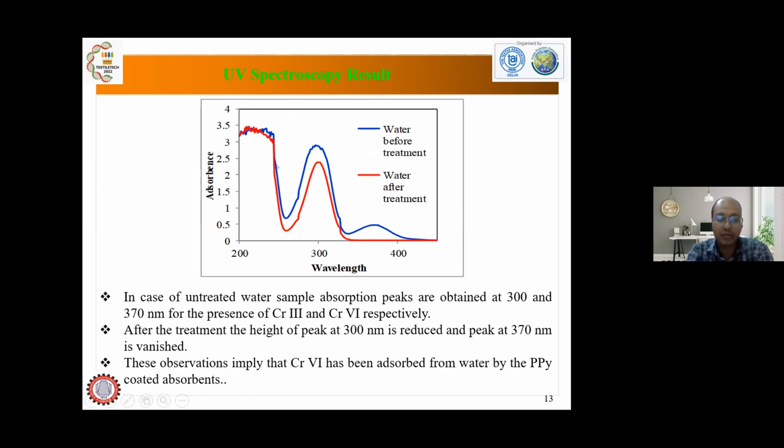A UV visible spectrometer can be used to analyze the color of the solution, because when you dissolve some chromium salt in water, the color of the solution will be pink. Here, the blue line is the water before treatment, and the red line is the water after treatment. In the blue line, you can see there are two peaks, one around 300 nanometer and another around 370 nanometer. These two peaks are attributed to the presence of chromium 3 and chromium 6 ions respectively. After the treatment, in the red curve, you can see the peak height at 300 nanometer is reduced, and the peak at 370 nanometer has totally vanished. That means the chromium 6 ions have been totally removed from the water by the adsorber.